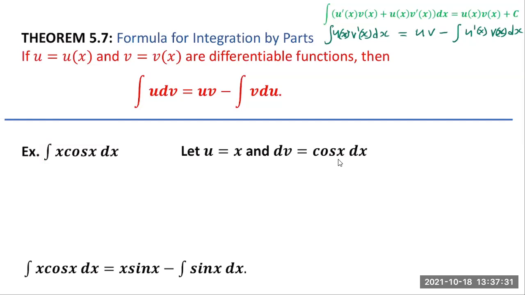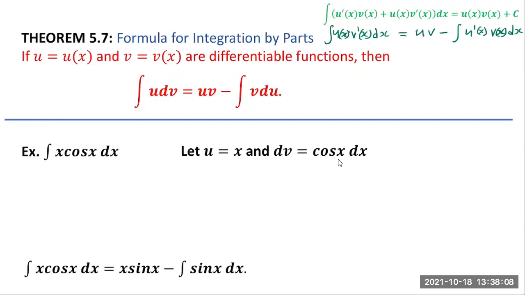Well, clearly, if you try to use the U substitution, you will realize that U substitution is not going to work here. So you can use the integration by parts formula to integrate functions of this form, x times cosine x. What we do is we always compare the given integral to the left-hand side of the integration by parts formula. Here is the left-hand side of the formula. You compare this one against this one, and then you try to identify u and dv. That's the whole point here.